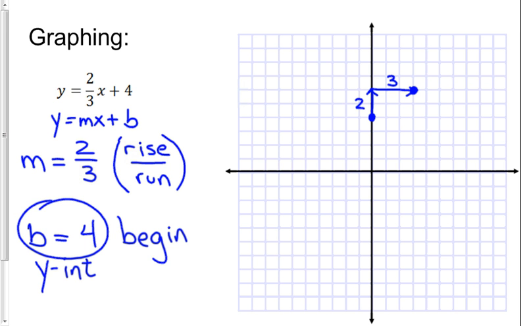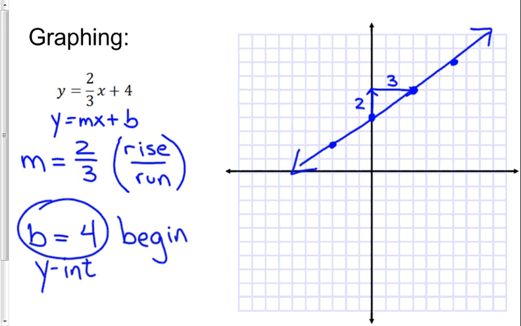Now we can do that again. We can go up 2 and over 3 to get another point. We can also go the opposite way. We can go down 2 and left 3 to get another point, making sure that they're all in line. And we're going to connect our points, making sure to draw an arrow on each end.